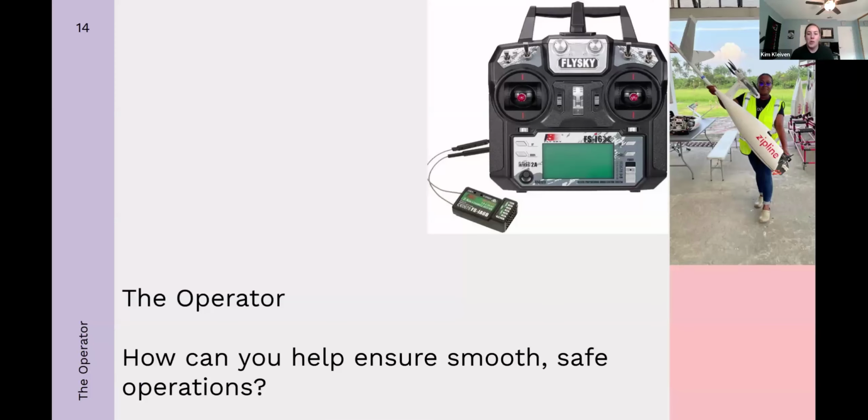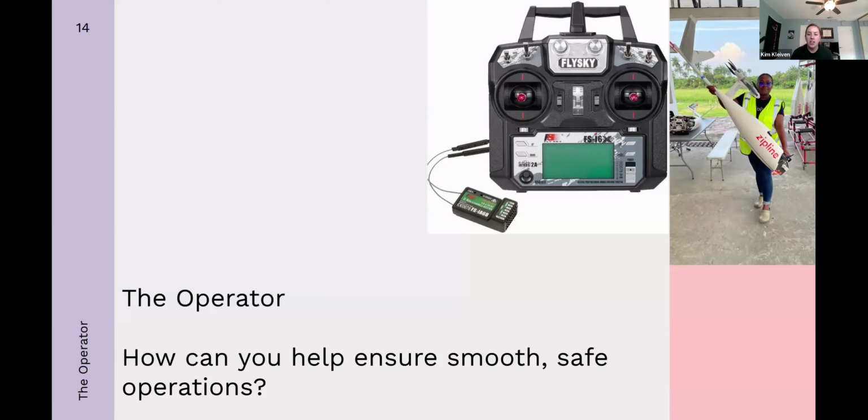Okay, so now we're going to talk about the operator. Operators are usually trying to help ensure that your robot has smooth, safe, efficient operations. And your job as a designer of the system is how can you help them with that? What kind of tools can you give them to ensure that your robot works the best way it can?